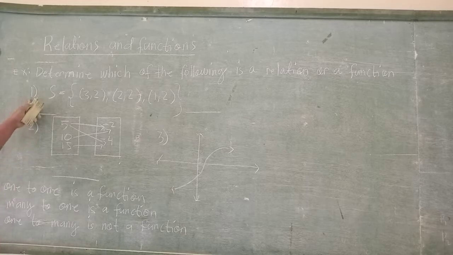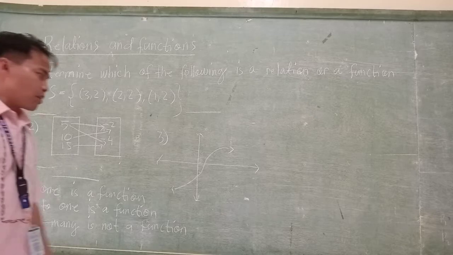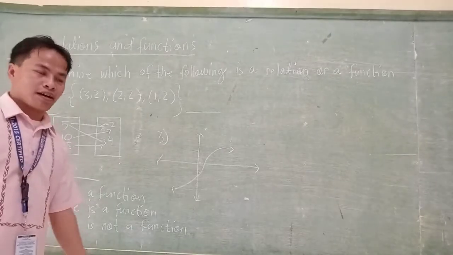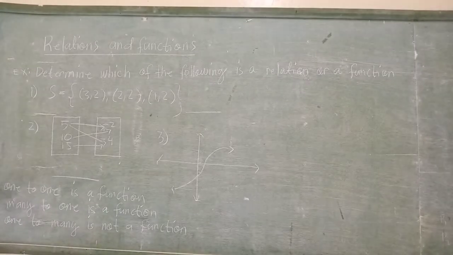Okay, we are given in number 1 the set of ordered pairs. Number 2, we have here a diagram mapping, and for number 3 we have here the graph. Okay? So there are three things that we need to remember always for a function or not. First, one-to-one correspondence is a function, meaning it talks about the correspondence. The second one, many to one, is a function, still referring to correspondence. The third one, one to many, is not a function.